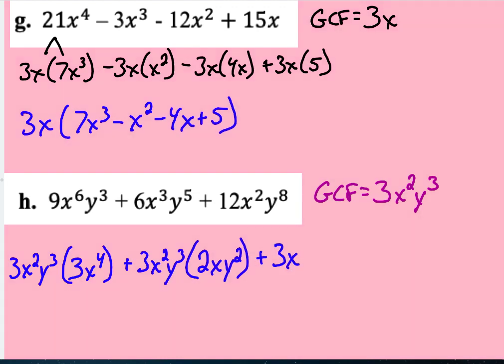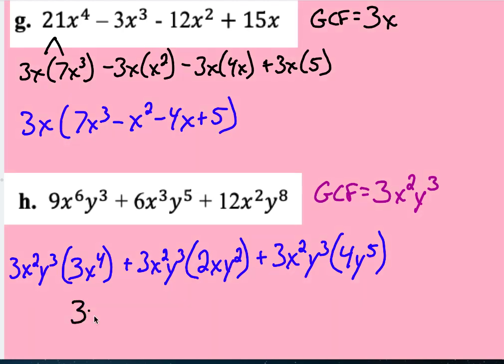And then last one, 3x squared y cubed. Well, 12 is 3 times 4. X squared is just x squared, so there's no x's left inside because I took them all. And then y to the 8th is really y to the 3rd and y to the 5th. So there's 5 y's left over.